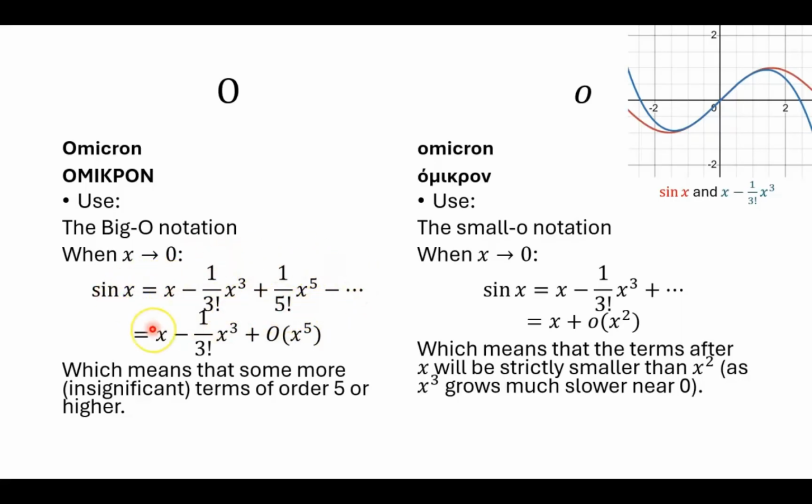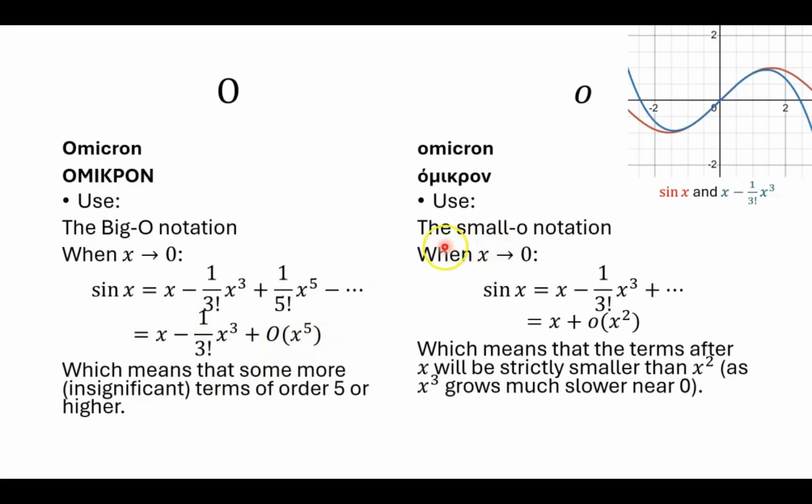Please remember this. And if your x is very small, this term is obviously very small, because if you enter into your calculator like 0.001 to the power of 5, the number is very small compared to these first two terms. So you can just omit these terms and just write down O of x to the power of 5 instead. This means there are some more insignificant terms of order 5 or higher after these two terms. These two terms are the important ones. The rest of the terms are not important.